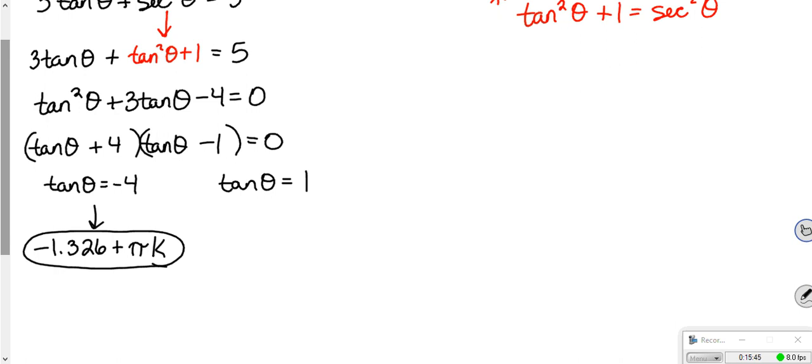Okay, and tangent theta equals 1. That is going to be pi over 4. That's from the first quadrant. Okay, and again, plus pi k. It cycles. Okay, so those are the two answers. Okay, let's keep going. Number 5.